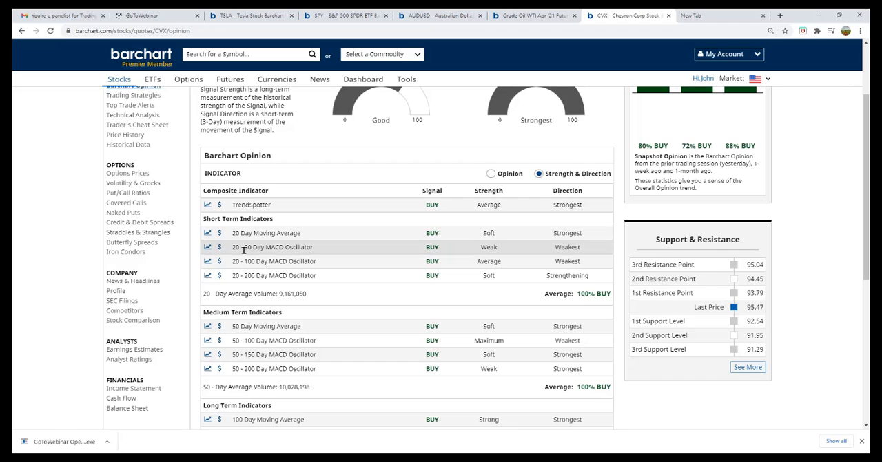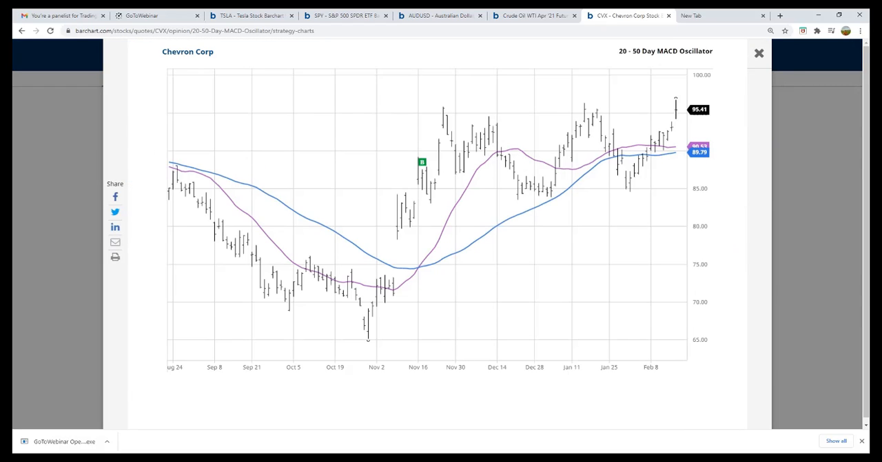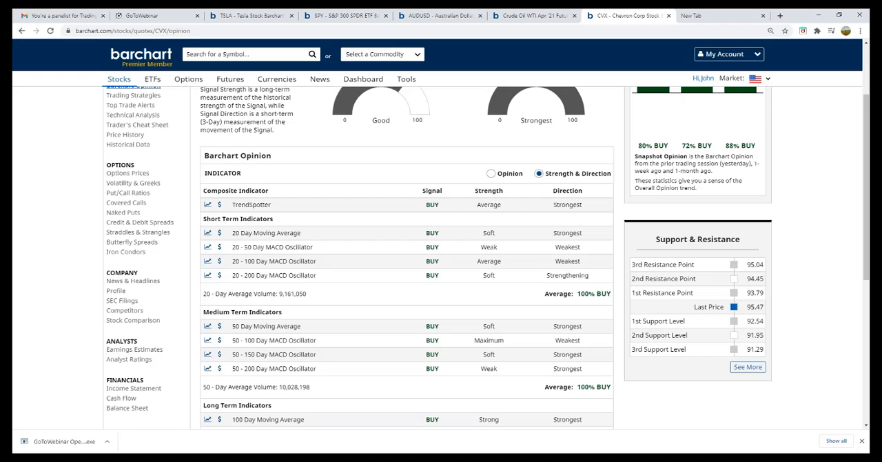Now look at our 20 and 50-day indicator. Again, this one is telling us that not only is our strength weak, but also our direction is weak. This is a different indicator. Our overall momentum is increasing, but notice that our 20 and 50-day moving averages have flattened out. But what is happening now? We are starting to see them change, starting to move to the positive. So this could be a stock that's about to take off as it moves from weak to soft to average to strengthening to strongest to maximum. All right. Okay.